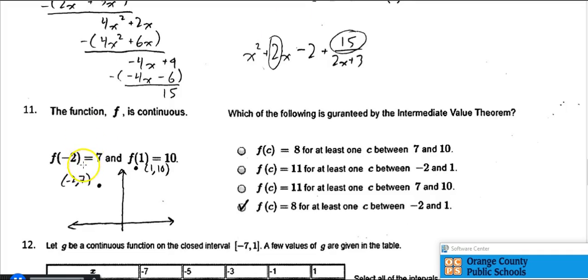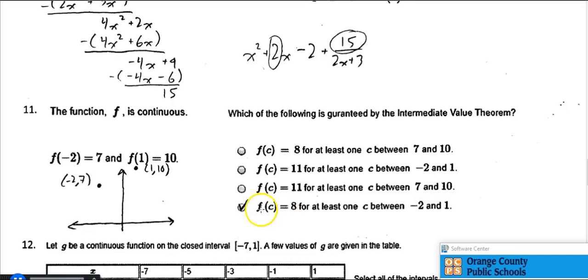Here we've been given two coordinates, the x value of -2 and the y value of 7, so I found it helpful to plot that dot out, and then an x value of 1 with a y value of 10, so I plotted that dot. Remember, the intermediate value theorem is guaranteeing us that we hit the y values in between, so in this case, in between y equals 7 and y equals 10. So I know that I'm hitting heights of 8 and 9, for example. So that eliminated two of the choices just by saying we hit y equals 8 as one application.